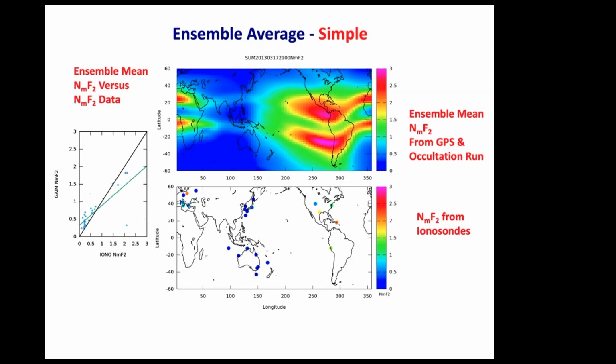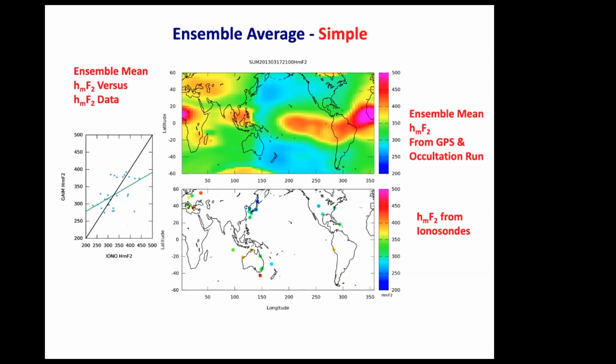This figure shows the results for NMF2. As in the previous slide, the ensemble mean is shown in the top right panel. The NMF2 measurements from selected ionosondes is shown in the bottom right panel, and the comparison of the ensemble mean and the data is shown in the left panel. The results are not as good as for the vertical TEC comparison between the ensemble mean and data. However, even for NMF2, a simple average of the 6 data assimilation models was better than any of the individual data assimilation models.